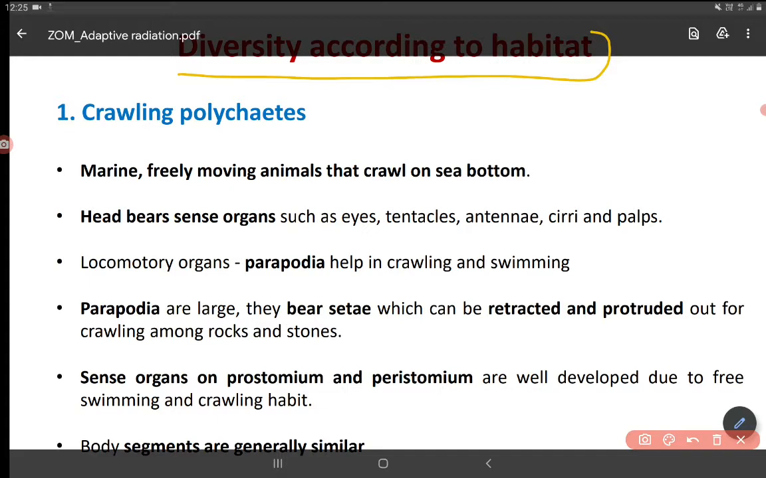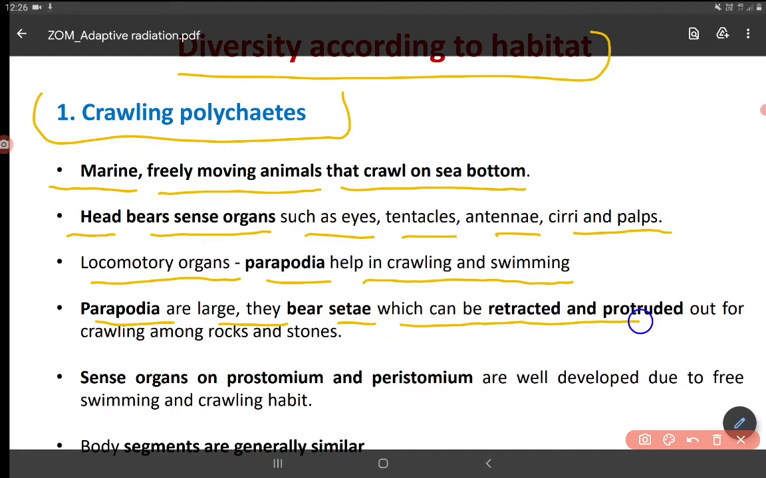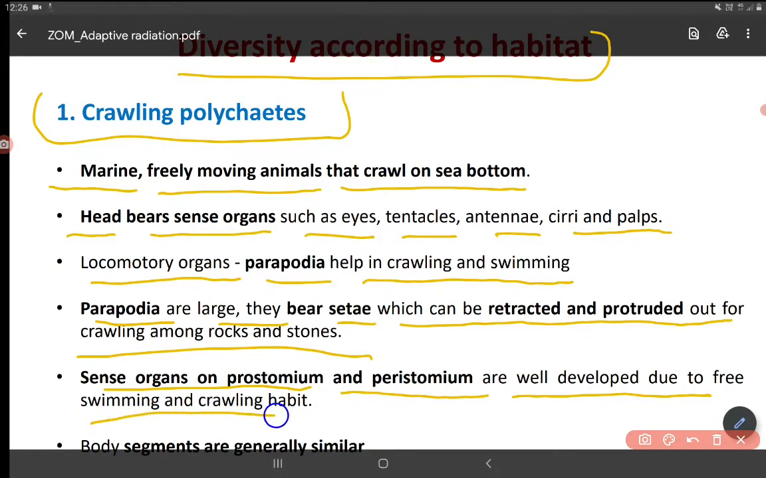According to habitat, the first type is crawling polychaetes, those polychaetes that crawl. These are of course marine free moving animals that crawl on the sea bottom, right? Head bears sense organs such as eyes, tentacles, antennas, cirri, and palps. Locomotory organ parapodia help in crawling and swimming. Parapodia are large, they bear setae which can be retracted and protruded, for crawling among rocks and stones. Sense organs and prostomium and peristomium are well developed due to free swimming and crawling habit. Body segments are generally similar.